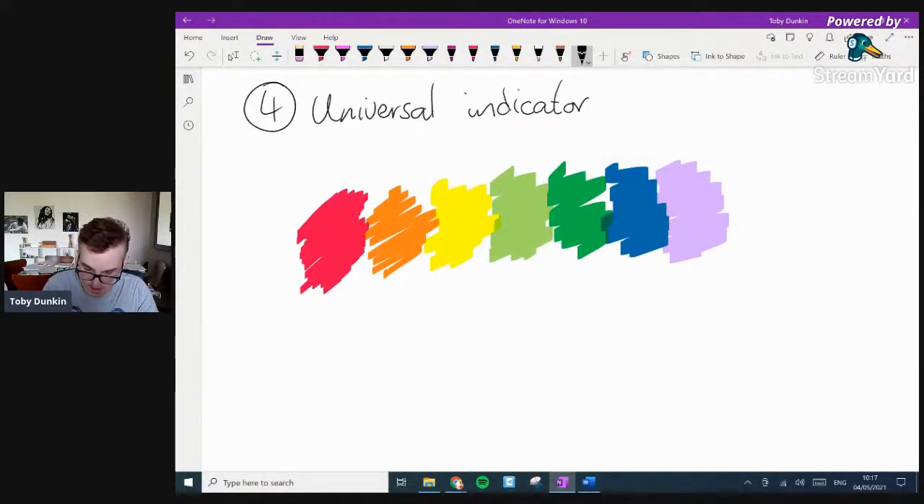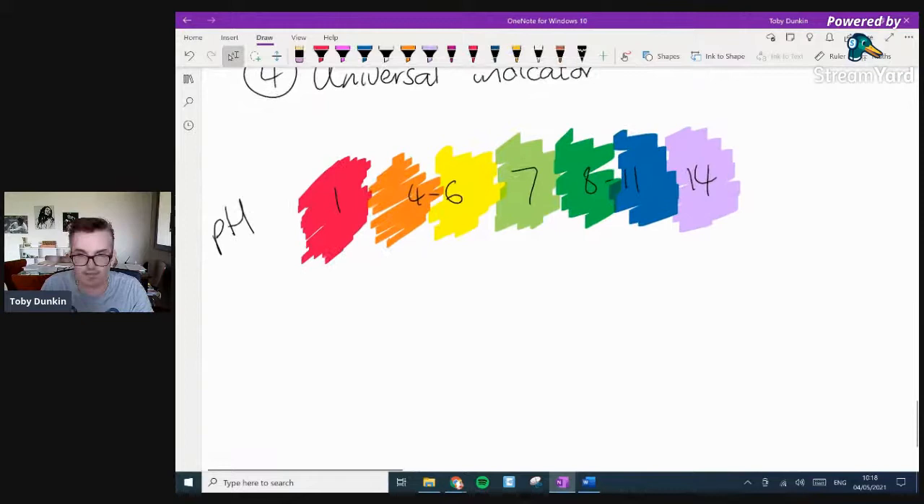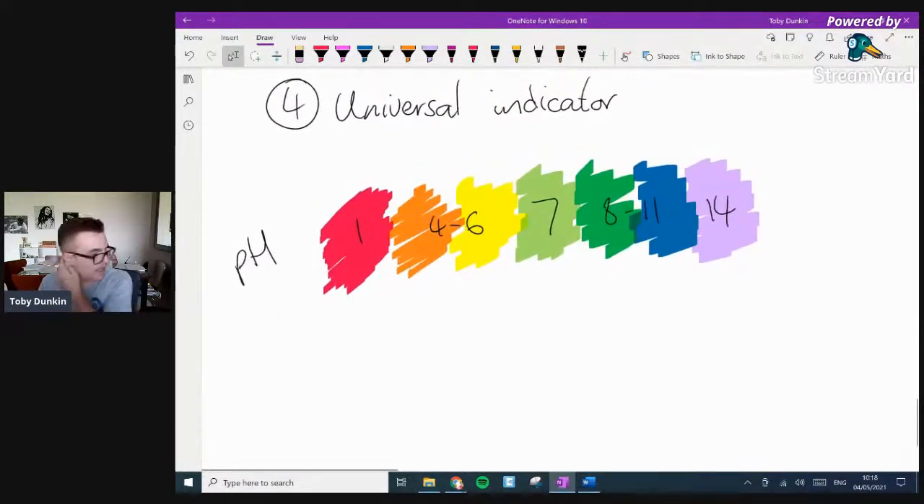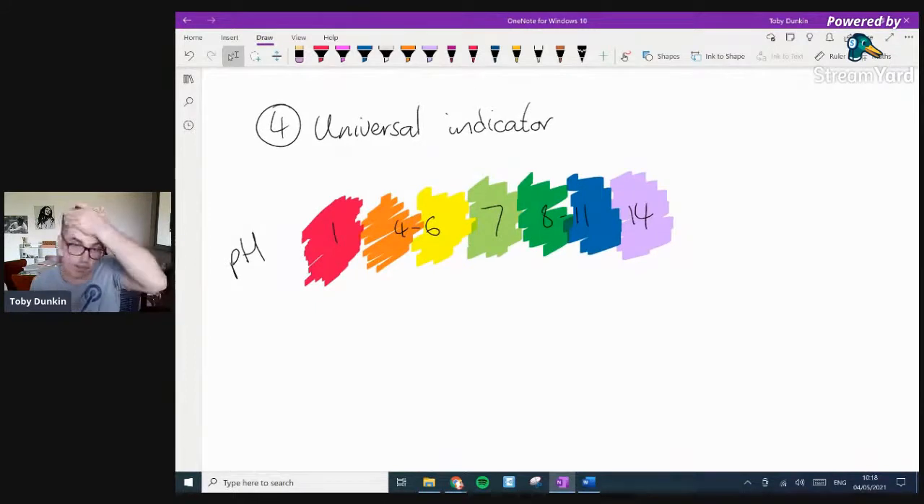So these ones are pH down here. This is your low pH. This, of course, is pH 7. That one's 7. This one's 14. This one's 1. Orange and yellow tends to be between 4 and 6. This one tends to be between 8 to 11. So it doesn't really matter that I'm not giving the full range. You stop using the numbers.